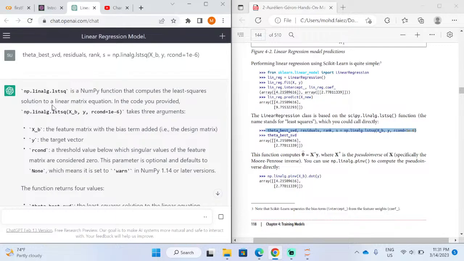np.linalg.lstsq is a NumPy function that computes the least squares solution to a linear matrix equation. In the code you provided, it takes three arguments.